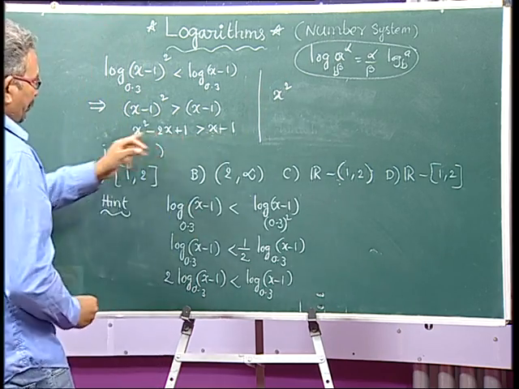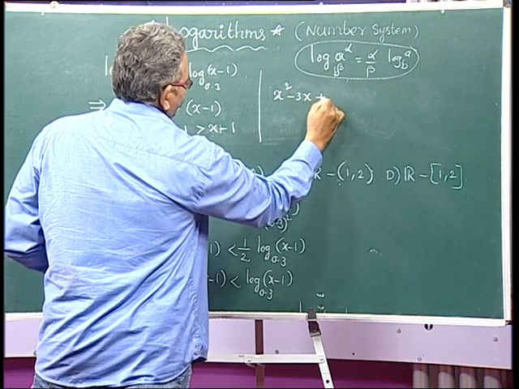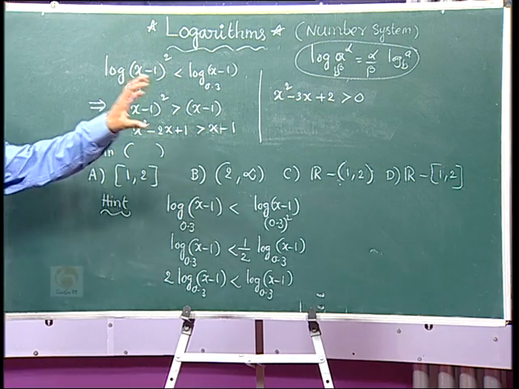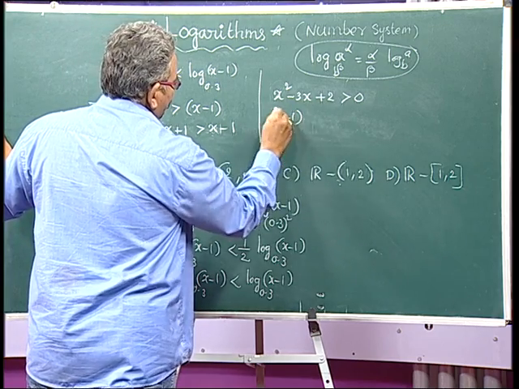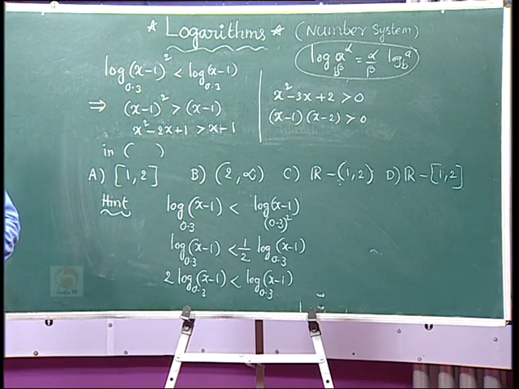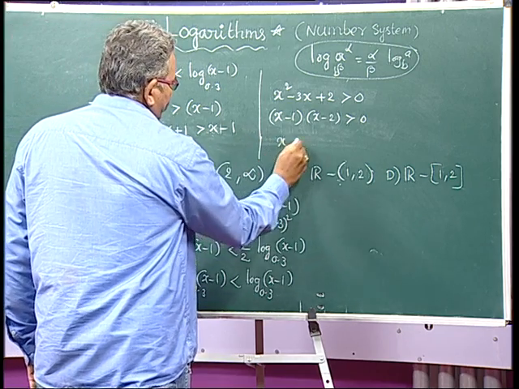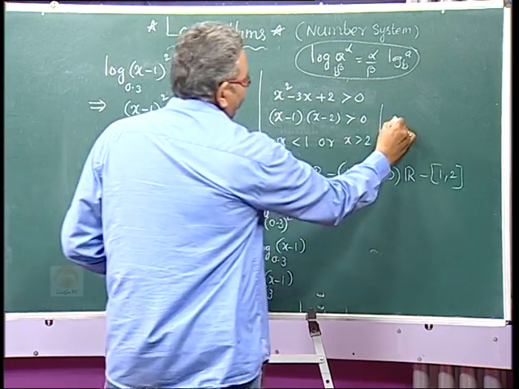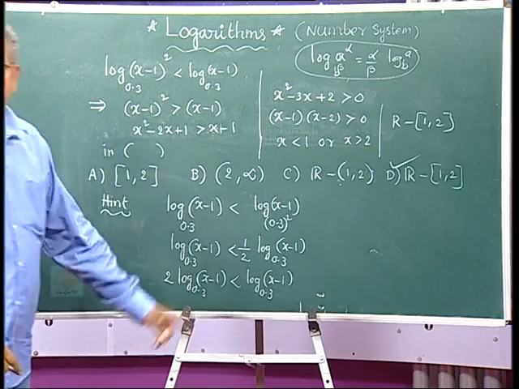If you simplify, x square minus 3x plus 2 greater than 0. So, we have to solve this quadratic inequation. We know the factors are (x minus 1) into (x minus 2). That means x does not lie between 1 and 2. X does not lie between 1 and 2 means either x is less than 1 or x greater than 2, or this can be rewritten as R minus closed 1 comma 2. So, D will be the right option.